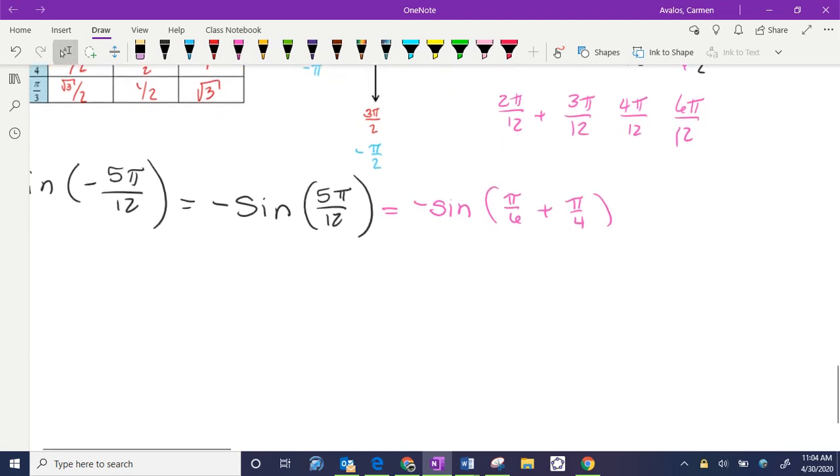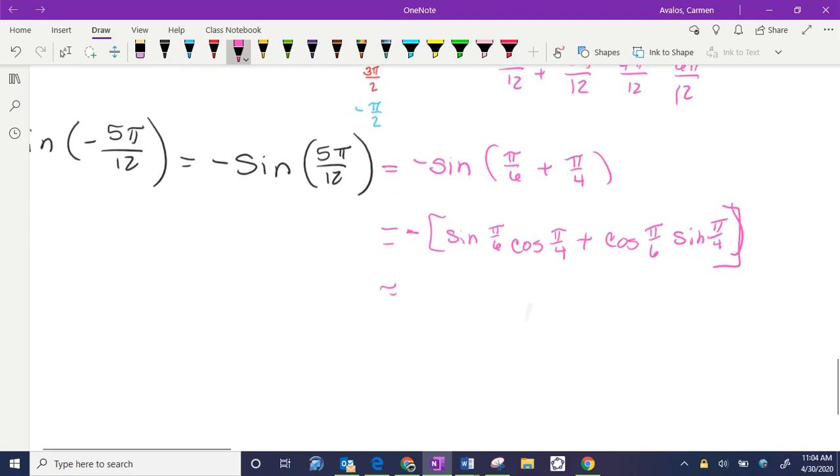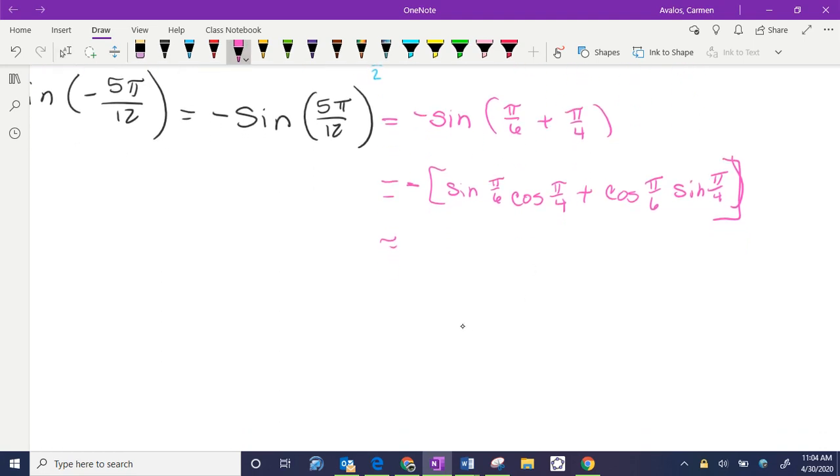And so now when you do that, you're going to get negative, and then it's going to be the sine of pi over 6 cosine of the second angle, plus the cosine of the first angle, sine of the second angle. And then when you do your left-hand rule, we know the sine of the second angle is going to be 1/2, and then square root of 2 over 2 plus the square root of 3 over 2 times the square root of 2 over 2.